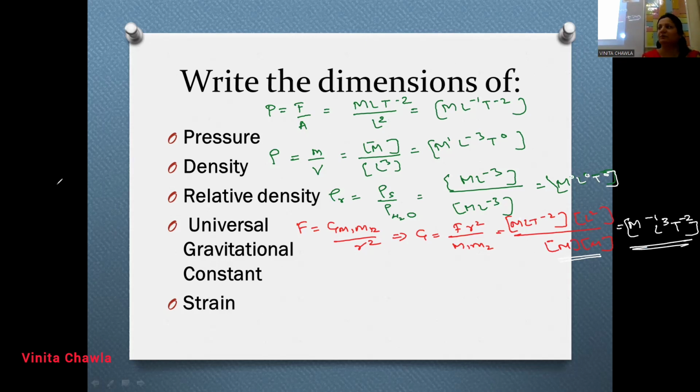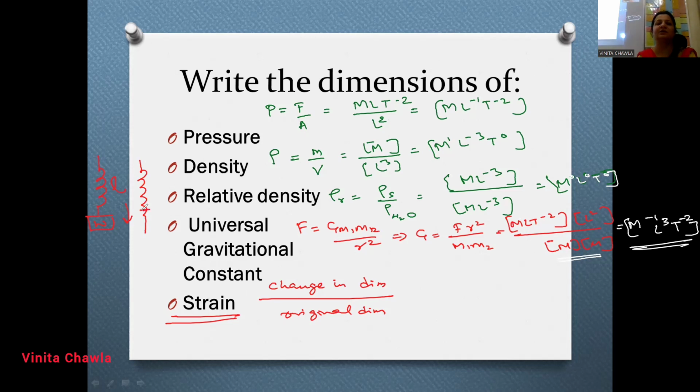Now what is strain? It is change in dimension divided by original dimension. Suppose we have a spring, the length of the spring is L, and we attach a load to the spring. Then what will happen? The spring will stretch. Its length will increase, so there will be a change in length of the spring. When the load is attached, its length changes by delta L. Now the new length is L plus delta L. So in this particular case, change in length is delta L, original length is L.